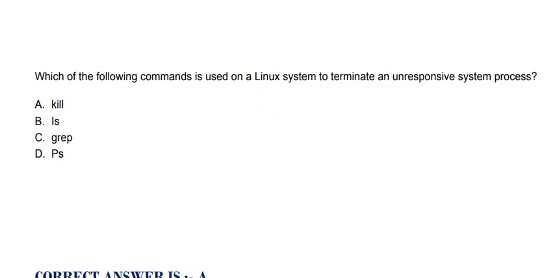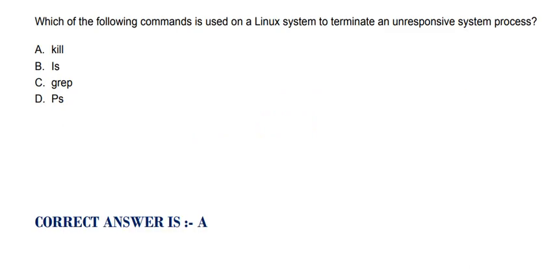Now, the question is, which of the following commands is used on a Linux system to terminate an unresponsive system process? And the options are option A, kill, option B, ls, option C, grep, and option D, ps. The correct option is option A.